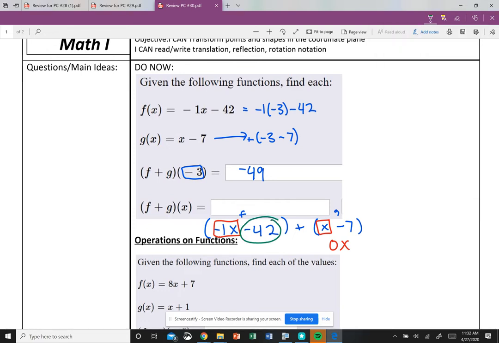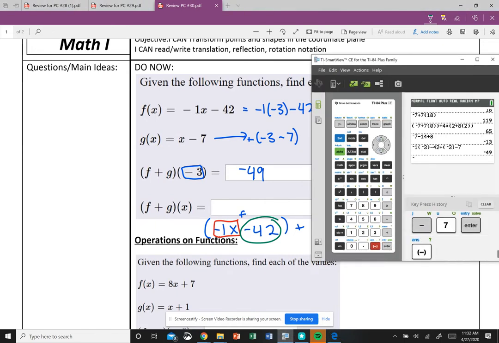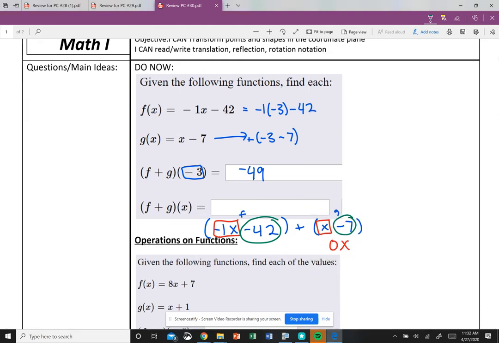Okay, so we've got -42 and then -7. So -42 plus -7. If you know it already, write it down. If not, follow along with me. So -42 minus 7, and we got -49. Interesting. So we've got 0x minus 49. So I'm just going to put that here. 0x minus 49. That's kind of cool.